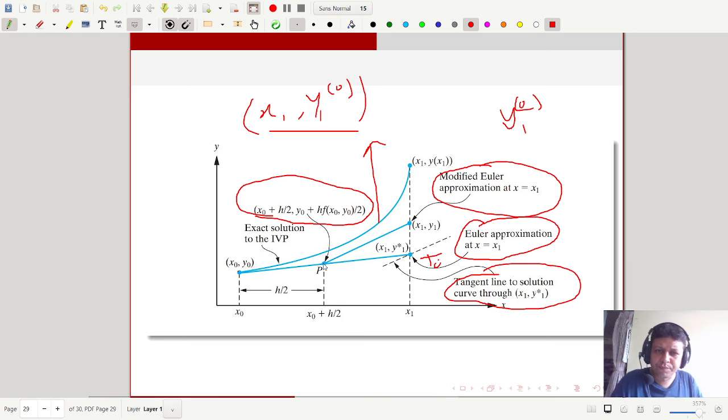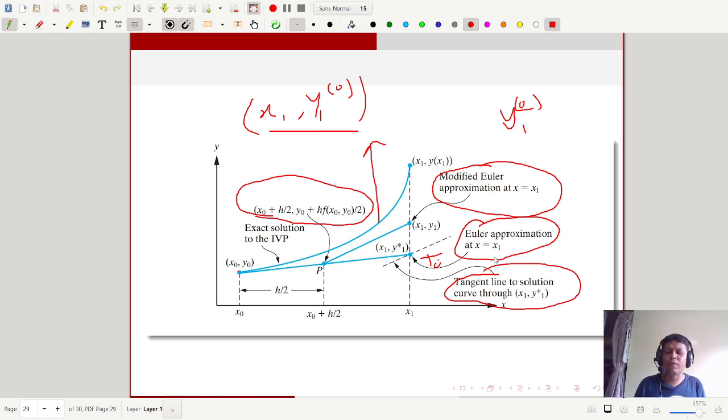Now P is the point given by x naught plus h by 2, y naught plus h, that is the point you can get by trapezoidal. Okay, and through P you draw the line parallel to this dotted tangent line at x1 y1 0, having the same slope. So if you draw the line through P, then that line will cut the ordinate at the true value x equal to x1 at x1 y1. This is the modified Euler approximation at x equal to x1. So this modified Euler approximation is closer to the actual or exact solution compared to the Euler approximation.